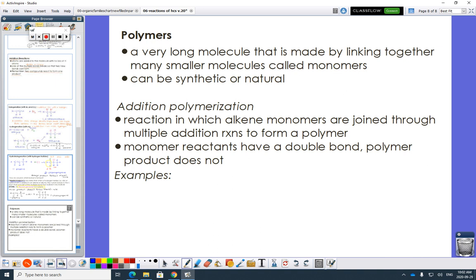But really, for the test, addition polymers have a double bond, similar to an addition reaction. Maybe I would make you recognize it. I'm not going to make you write it out. But they are kind of neat, and like I said, if you choose biochemistry, then these polymerization reactions are actually important. So we'll do styrene to make polystyrene.